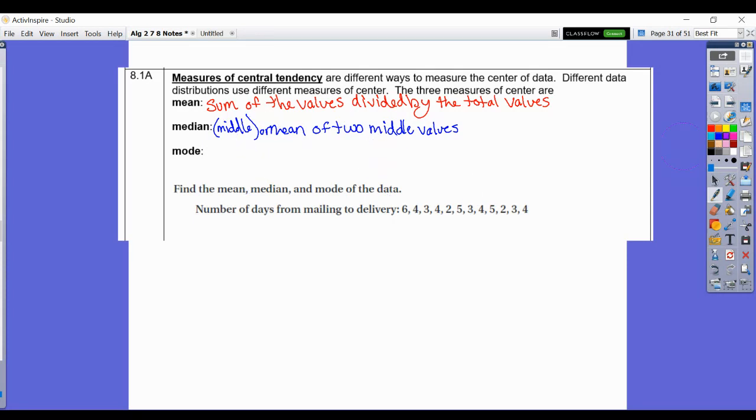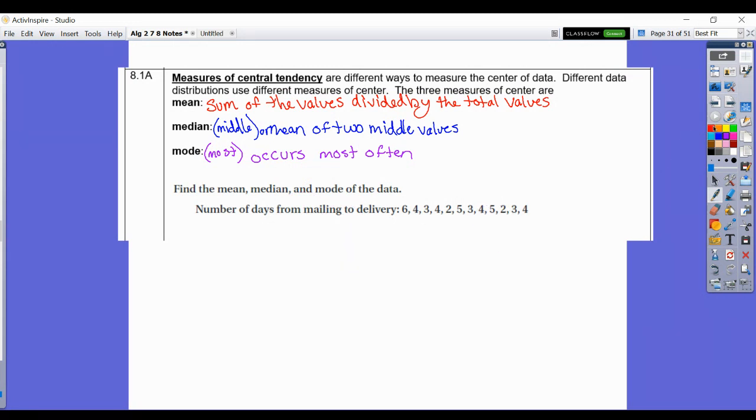And finally, we have the mode, which when I say mode, I think most. So this is the one that occurs most often. You can have more than one mode. You can have no mode. If everything only happens one time, usually you just say there's no mode because there's nothing outstanding. And if there's something that repeats a lot, there might only be one.